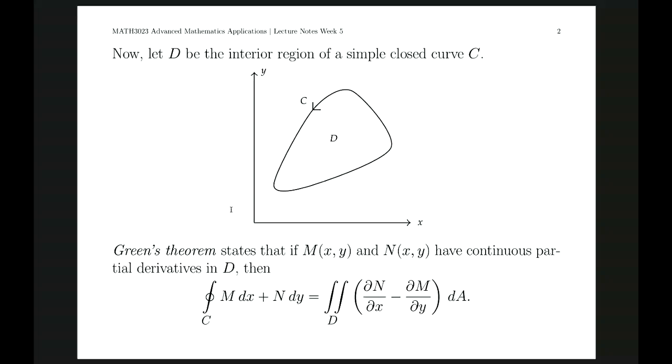Take note of the order of the derivatives, and the sign as well. The second component with respect to x minus the first component with respect to y. So this is a double integral of a function we get from the vector field, over the region D that lies inside C.